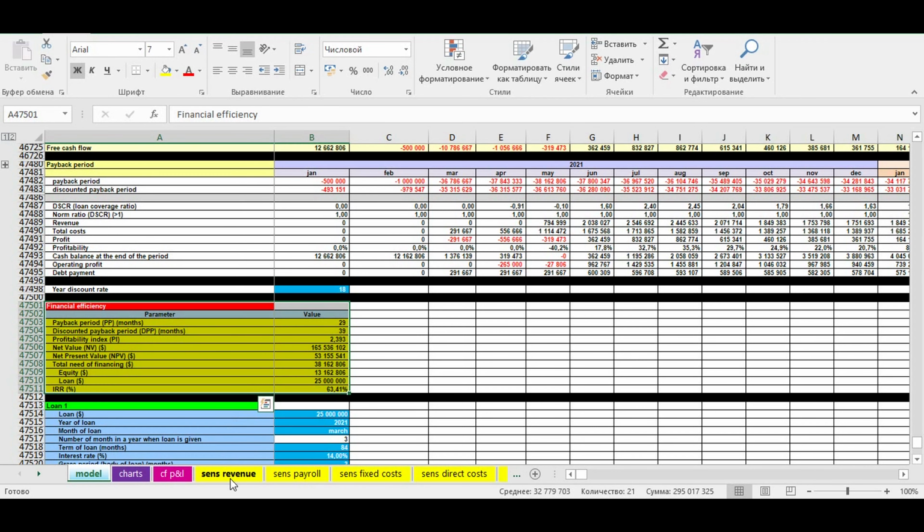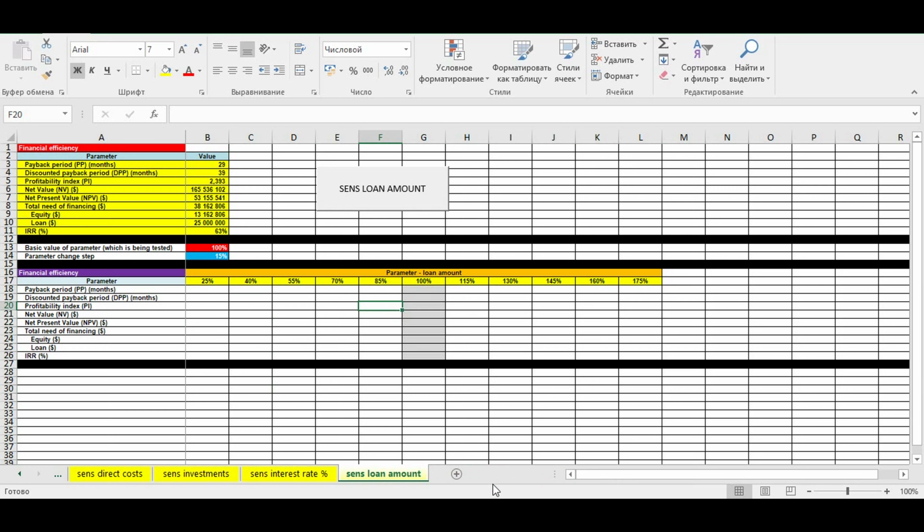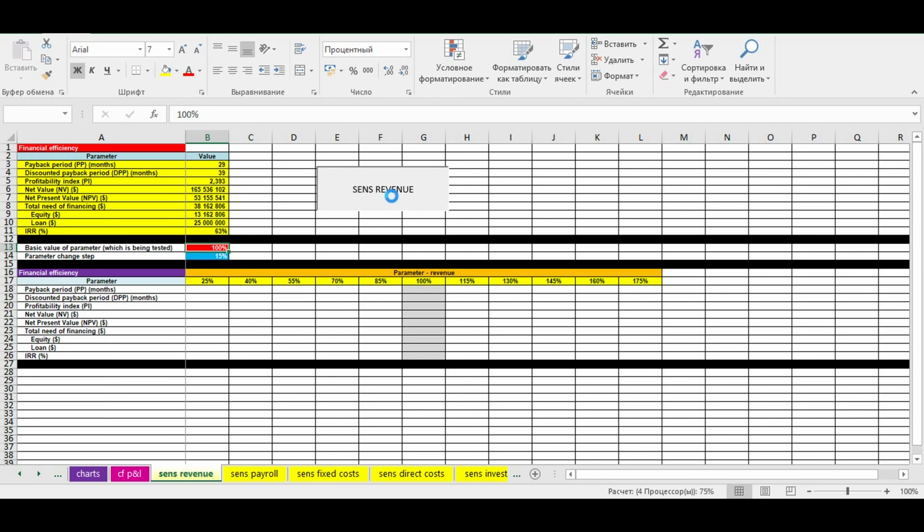Further, we have several Excel sheets where we test financial efficiency. We test the influence of such parameters as revenue, fixed and direct costs, payroll, investment, interest rate, and loan amount. How does it work? Let's go to the revenue sensitivity test. Here, we set the pace of increasing or decreasing the revenue. Then we push Sense button and see when our financial efficiency will go negative.